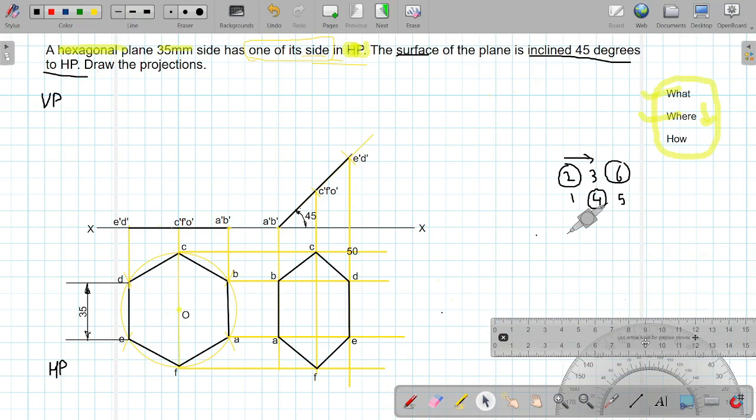So I hope you have understood the question. Again I repeat, the basis to solve any question of projection of planes lies in the answers to those three questions which are written on the right hand side. That is, what to draw, where to draw and how to draw. If you understand this particular thing by reading the question, then there is very little chance that you will go wrong. So we will continue the questions in the next class.